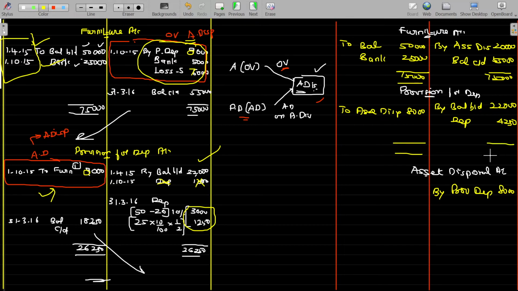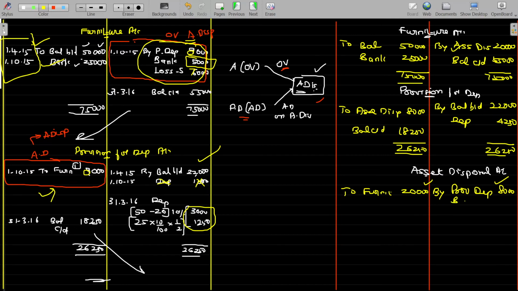If I tally this, 26,250, you will get the balance carried on here. This value being 18,250. This asset is also transferred here, right? So to furniture account, this value being 20,000, original cost value of furniture sold for some value. For this, we have accumulated depreciation to the extent of 8,000 rupees. Now, at what rate is it sold? The rate of sale here being 5,000 rupees.